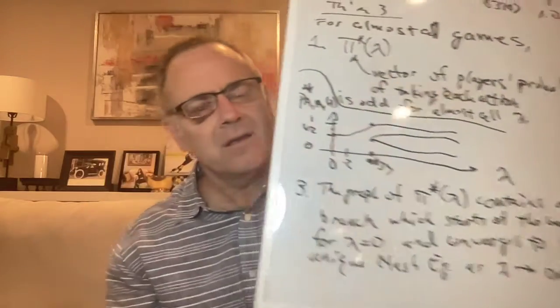Darn it. It's not in theorem 3, but I've been thinking this. When lambda approaches infinity, this is true. I don't think it's been proven, that when lambda equals infinity, all the graphs in that pi star approach one of the Nash equilibria.